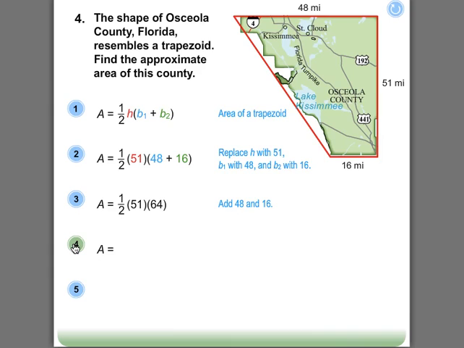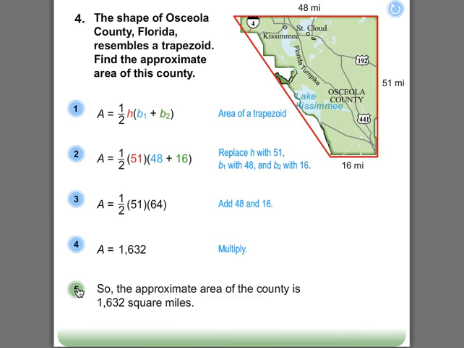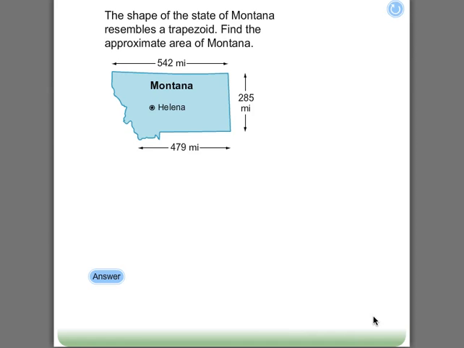This is when we wish we had a calculator, right? Area equals 1,632. So ultimately our final answer is the area of the county is 1,632 square miles.